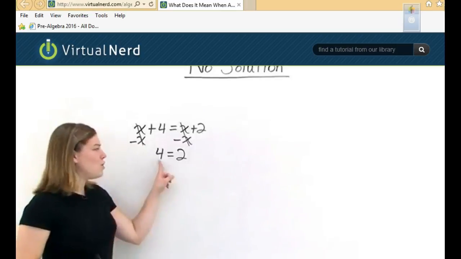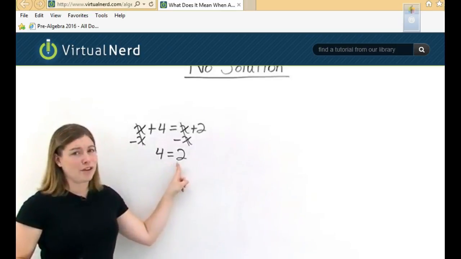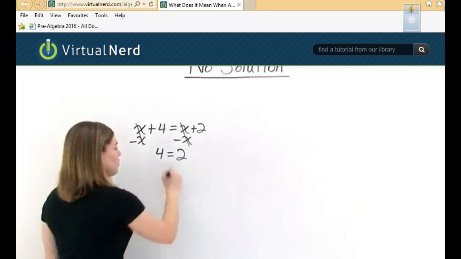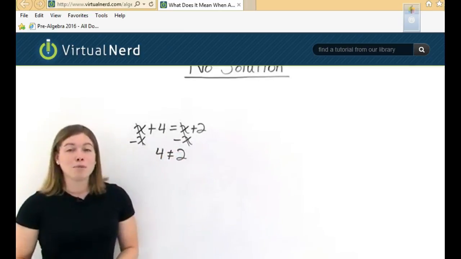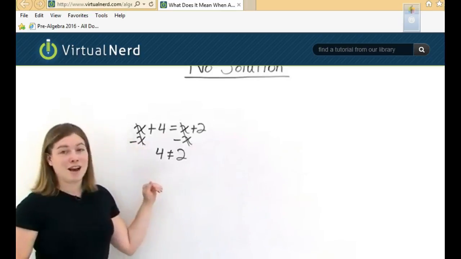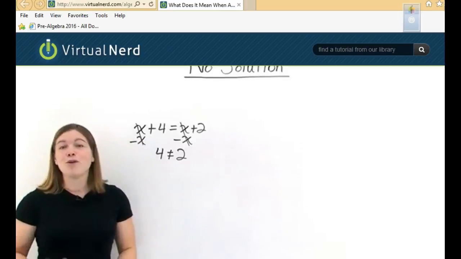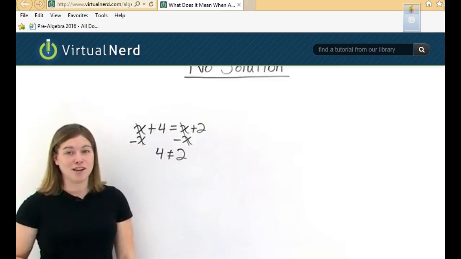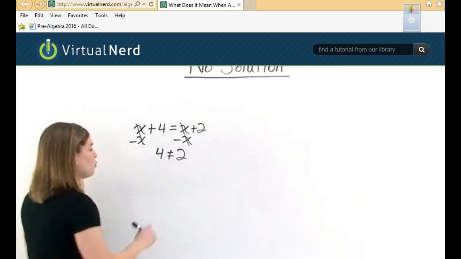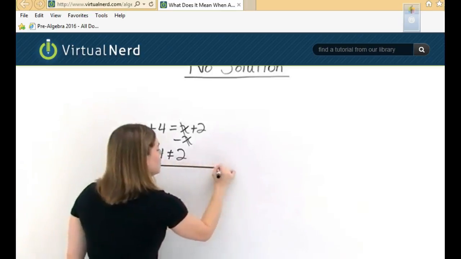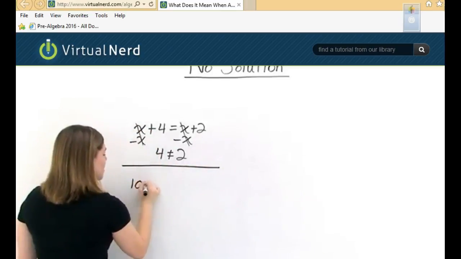All of a sudden, we're left with two numbers that do not equal each other. 4 does not equal 2. This is a false statement. If you get a problem like this, where the variables cancel out, and you're left with a false statement, you have a problem that has no solution. In this case, no value for x will ever give you a true statement. To see that, let's look at another example.